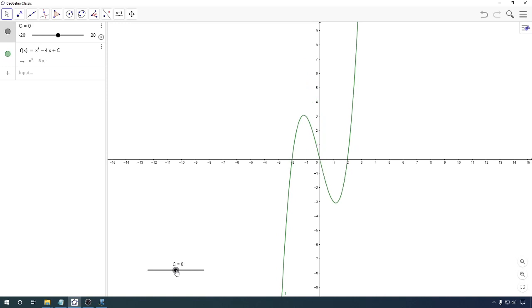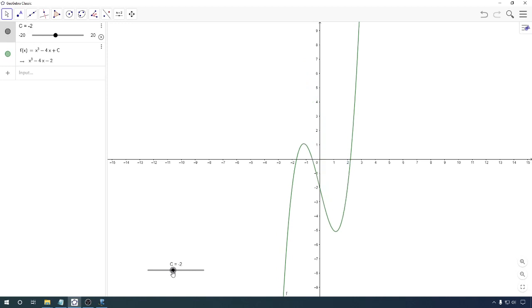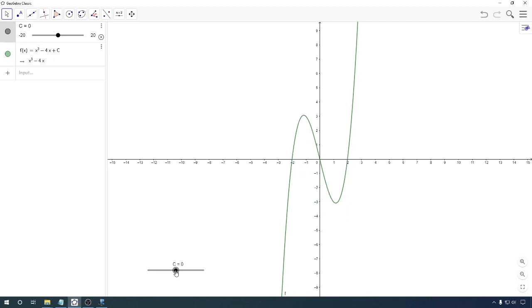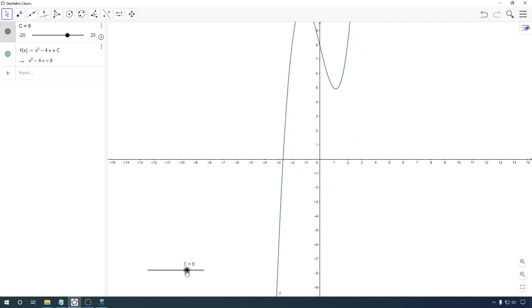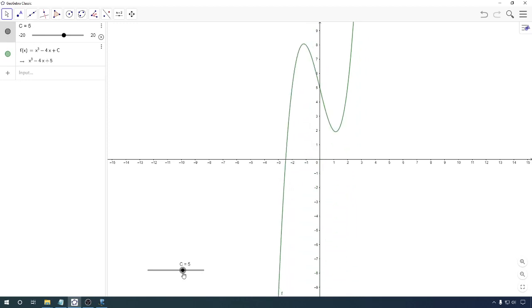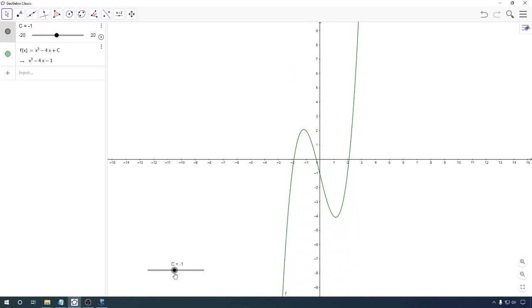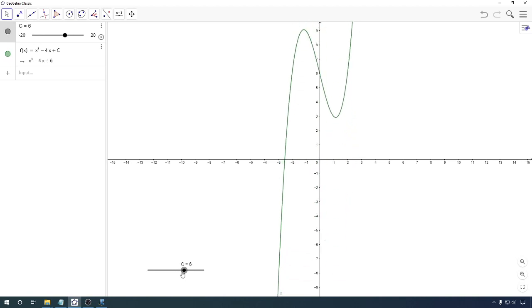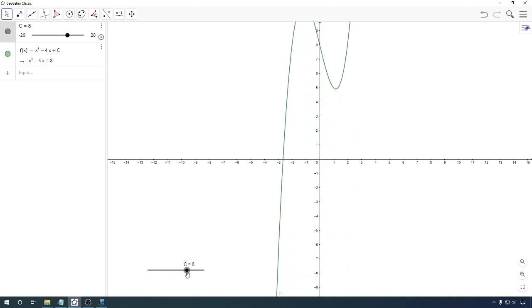As I look at different values of c, and I'm only looking at integer values of c, but you can kind of estimate where the other values of c could be. Notice that what happens as I change my c is that all I'm doing is moving my graph up and down. It's only changing the height that I'm putting my function.